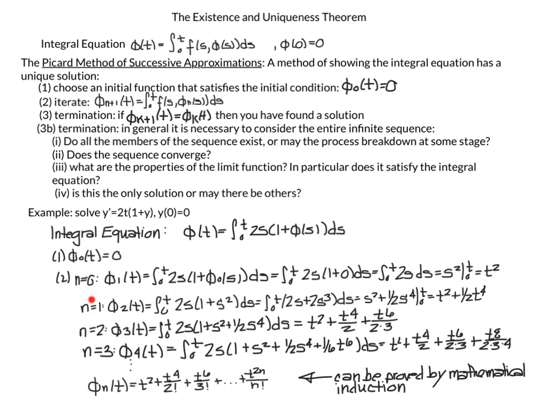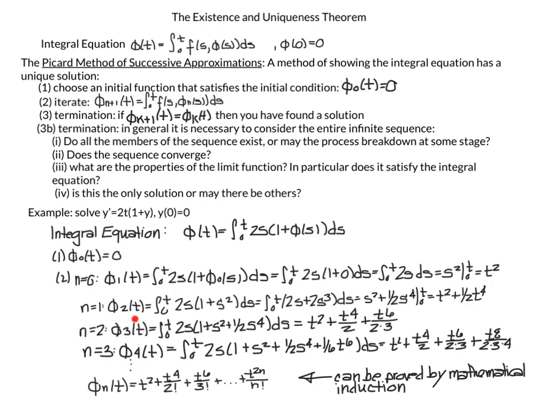Now I continue my iteration for n equals 1 so that I can get phi 2, plugging into this formula here. So phi 2 will be the integral from 0 to t of my f of s, and then if I'm at phi 2, I'm looking at phi 1. So that's 2s times 1 plus phi 1, which is s squared, ds. So I integrate, and I get t squared plus 1/2 t to the 4th.